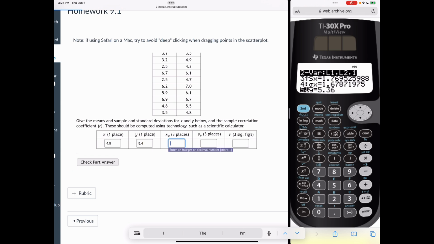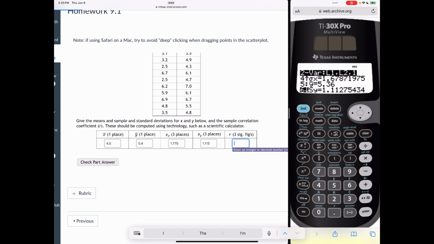Okay, standard deviation of X is up there, and it says three places, 1.769, so I'm going to go 1.770. Okay, and then the standard deviation of Y is right there. Again, three places, 1.113. Like that.